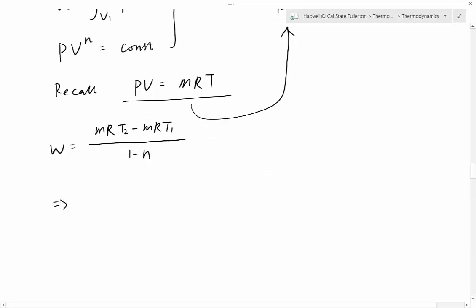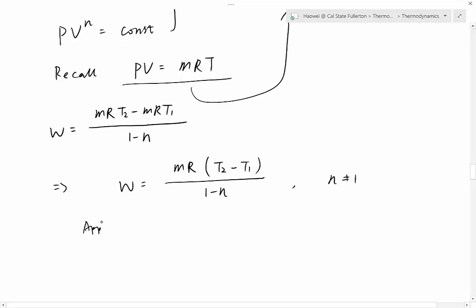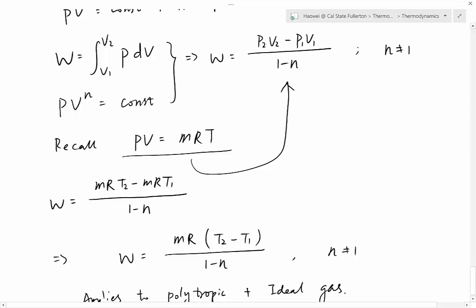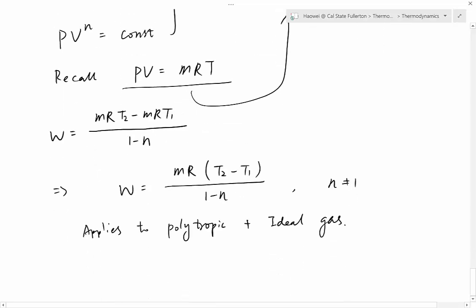So finally, our solution is W is equal to, we can take mR out of the two terms, and it becomes mR(T2 minus T1) divided by (1 minus n). And again, n is not equal to 1. You can use this equation if it is an ideal gas. It applies to polytropic and ideal gas. Okay, and there's no need for us to add a subscript to mass m or gas constant R because they're constant, they don't change. Okay, so this is the equation we have.